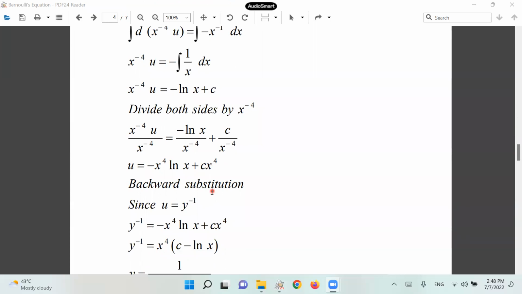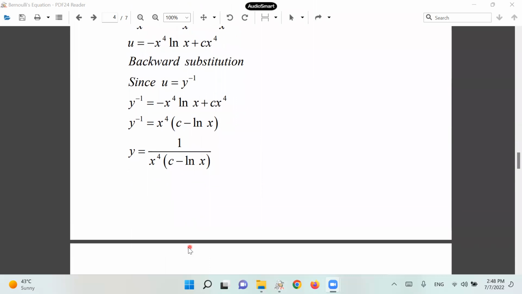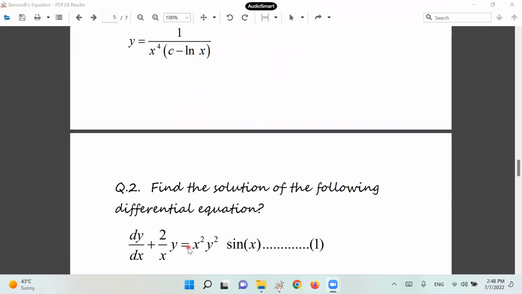Now we do the backward substitution, meaning the value of u we supposed in the first step. We supposed that u equals y power minus 1. So just substitute that y power minus 1, and the right hand side remains the same. After that we have to find y, but this is 1 over y. So we take the reciprocal. So y equals 1 over x power 4 into c minus ln of x. So this is how we are going to solve the Bernoulli's differential equation.